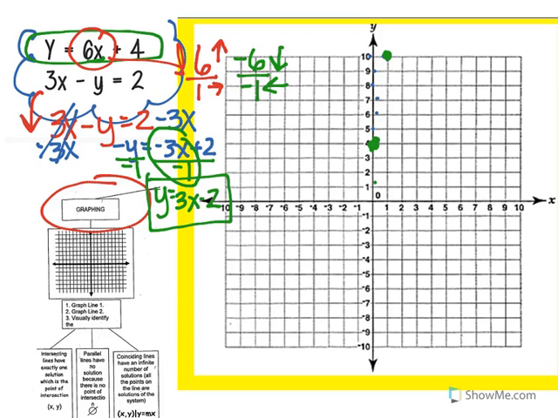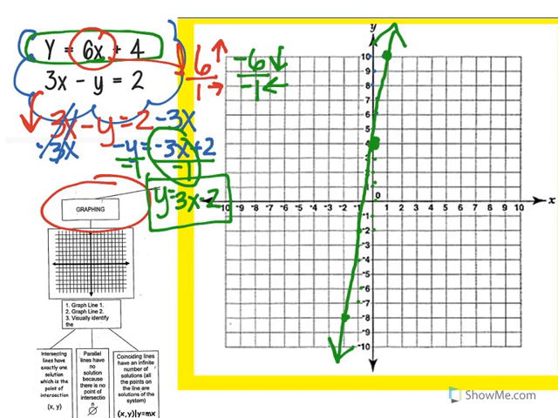But I'm also going to count down 6, 1, 2, 3, 4, 5, 6 and over 1. Because I want my line to go straight across my graph and have as many points as possible, because I'm going to find my solution by finding out where my two lines intersect.